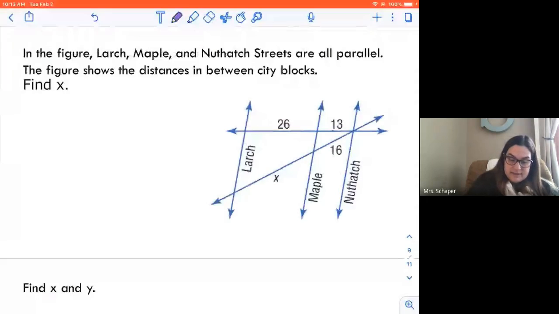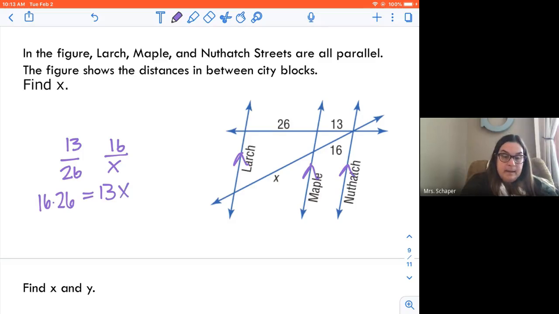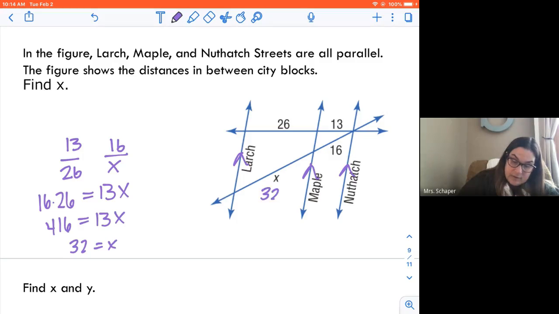We have all of these sides, these roads right here, that are parallel. The figure shows the distance between city blocks. We need to find X. So in this case, we say that 13 is to 26 as 16 is to X. And so we solve that proportion. 16 times 26 is equal to 13X. So 26 times 16 is 416, which is equal to 13X. Divide by 13, and 32 equals X. So X is 32.